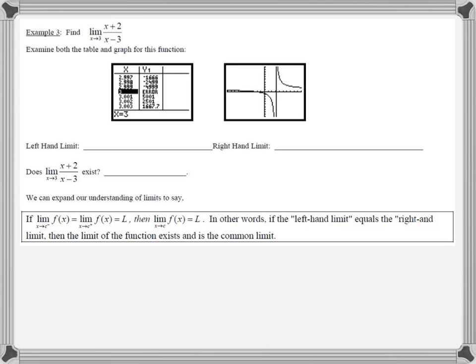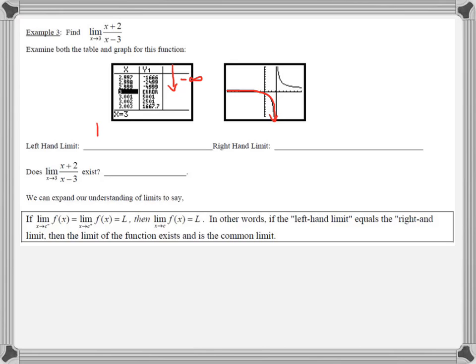Take this graph for example. The limit as x goes to 3 of x plus 2 over x minus 3. Now, if you were to follow the left-hand limit of this graph, it goes towards negative infinity. If you look at the table, it also goes towards negative infinity.